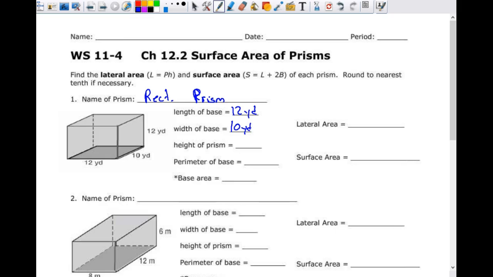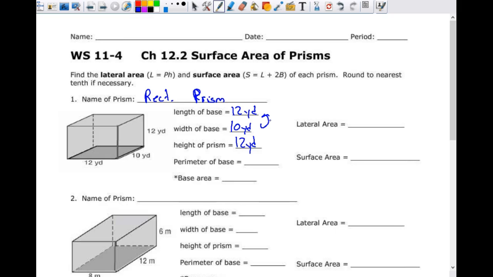What is the height of the prism? Valeria. Ooh, Valeria's not paying any attention. What is the height of this prism, Valeria? Well, you should think, Jonathan. 12 yards. No, it doesn't really matter. You could switch these two around. Doesn't matter.